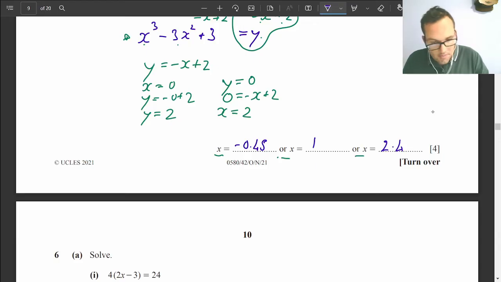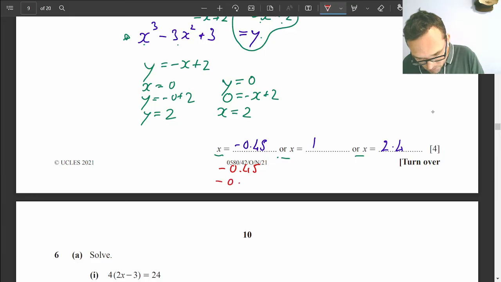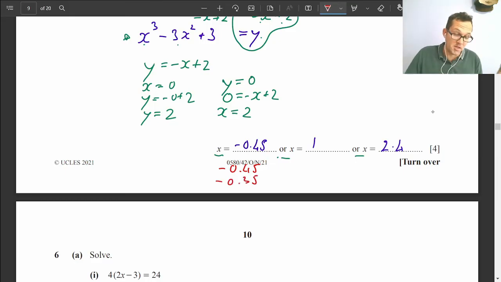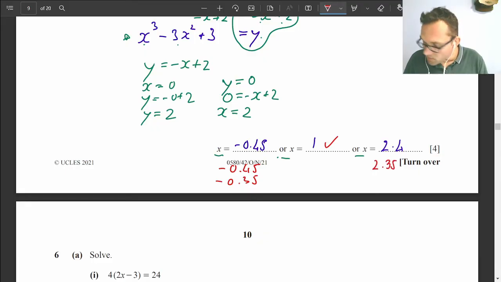Okay, if you've done this at home, you will know what the mark scheme says. The mark scheme for the first one says anything from minus 0.45 to minus 0.35. So minus 0.4 basically. Right? That one needs to be a 1. There's no leniency there. And for the other one, anything between 2.35 to 2.45. Okay, so my 2.4 is correct as well. My minus 0.45. So they gave you a 1 square leniency there. Well done. You're going to get this right.